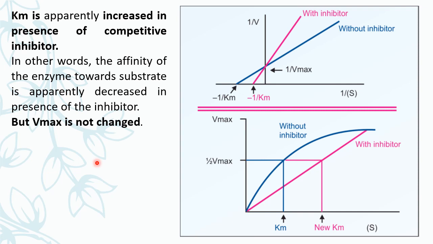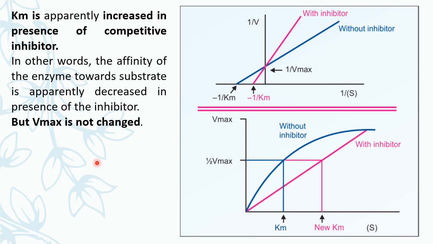Now, what will be the effect on Km and Vmax? That is very important. What is the effect of competitive inhibition on Km and Vmax? You all know what Km is. Km is the substrate concentration where the reaction velocity will be half of its maximum velocity. And what does Km denote? Km denotes the affinity of the enzyme towards the substrate. If Km is higher, that means affinity is low, more substrate is required to saturate the enzyme, and if Km is low, less substrate is required to saturate the enzyme. That means the affinity is high.